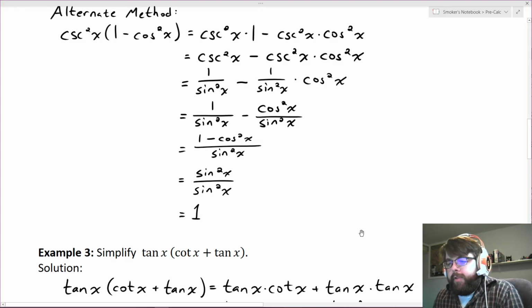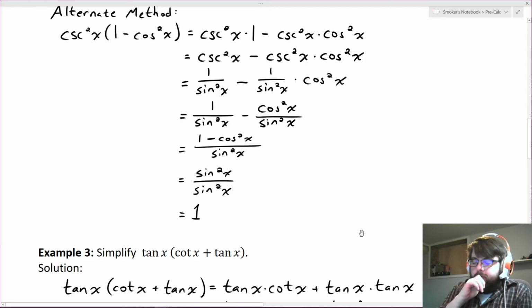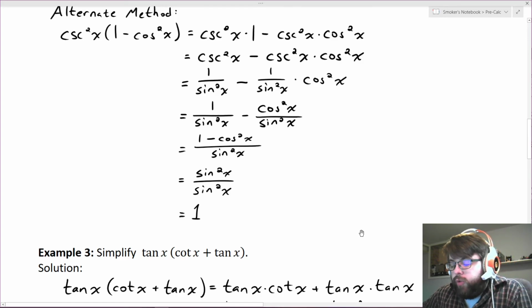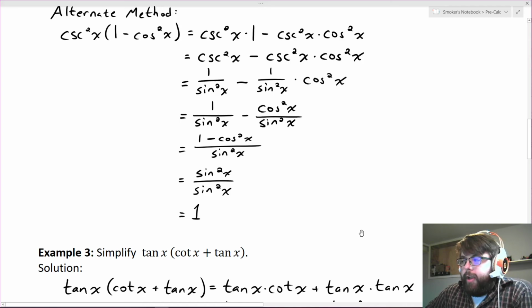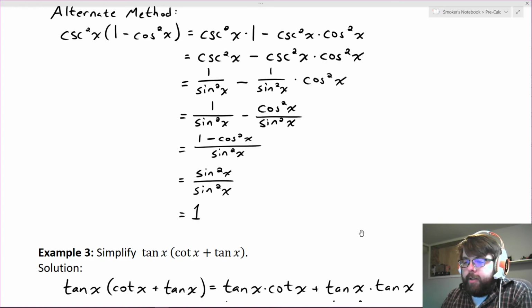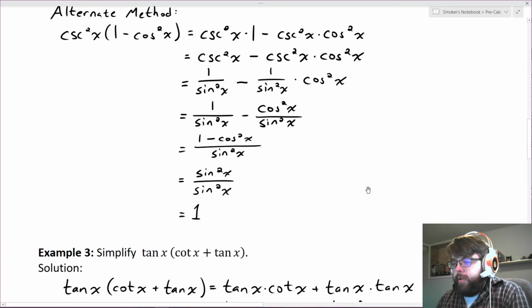Tangent times cotangent plus tangent. Now, for this one, there's no squared in this. Unlike the Pythagorean trig identities, which have squared terms, like sine squared and cosine squared, if you don't have that, you can't use those. Right now we don't have anything squared.